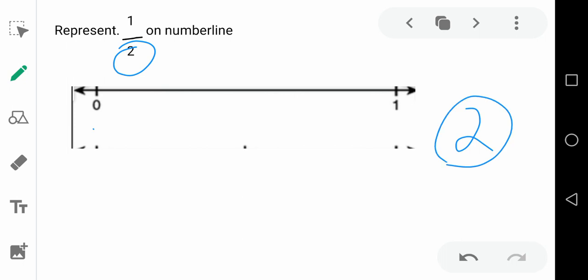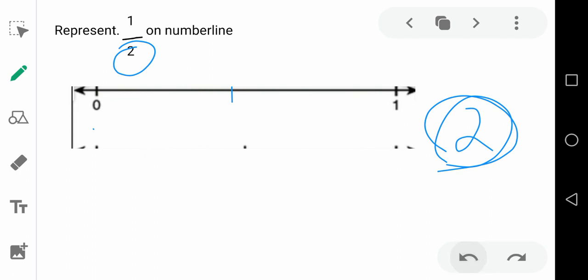Now we are going to divide this portion of the number line into 2 equal parts. You should use your scale and make 2 equal parts. So I have made 2 equal parts. This is the first part and this is the second part. You can see I have 2 equal parts here.